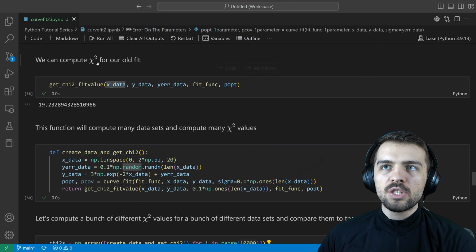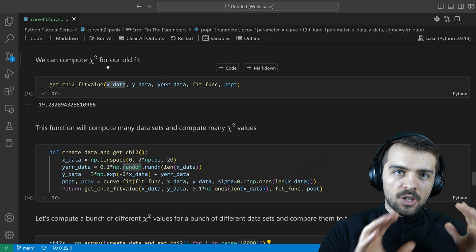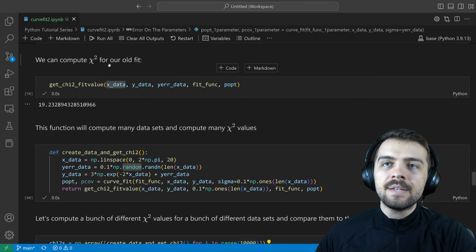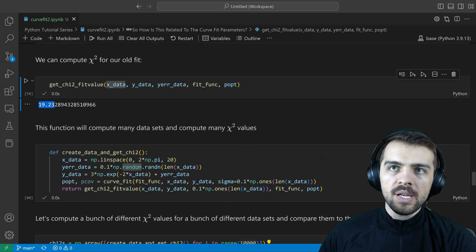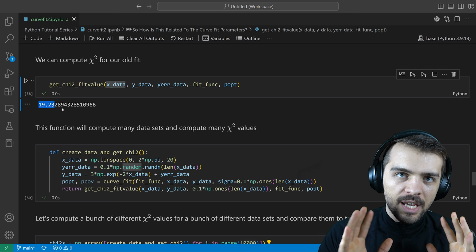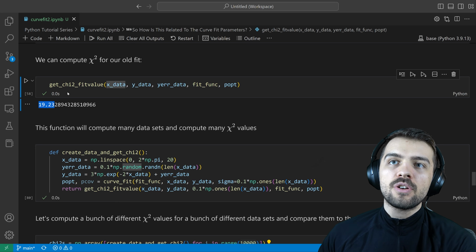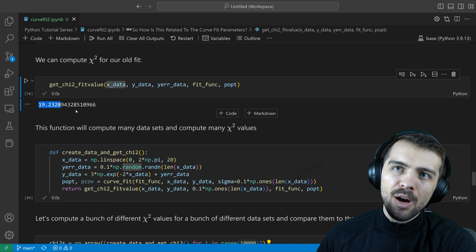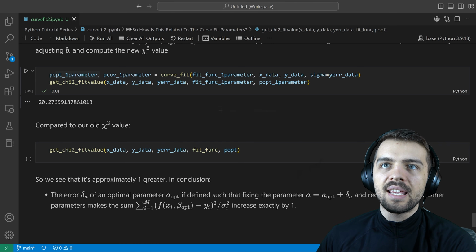And you'll note that the chi-squared value for my old fit, where I was optimizing for both A and B, is 19.23. So I've gone up by approximately 1. Remember that curve fit only approximates the errors. But sure enough, the chi-squared value here is about 1 less than what it is here.